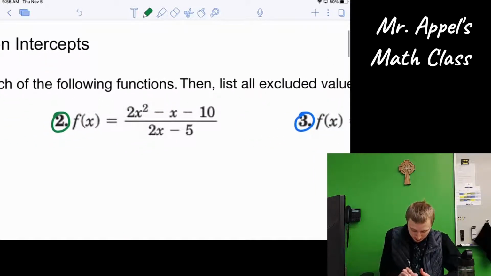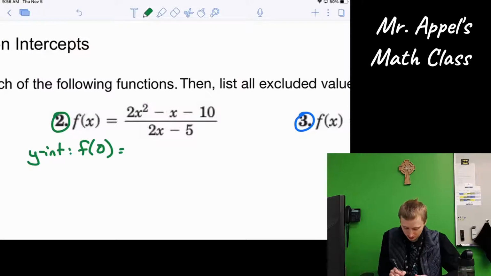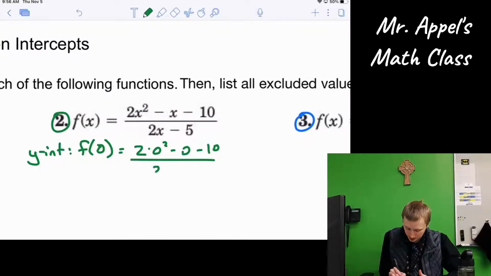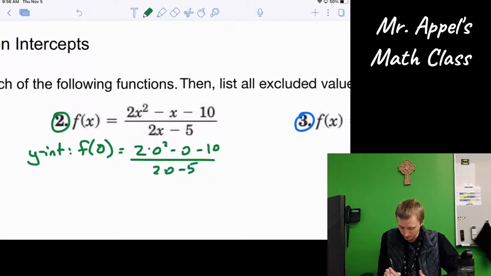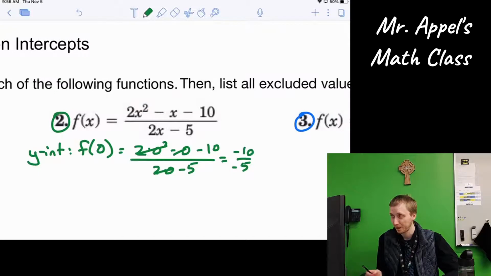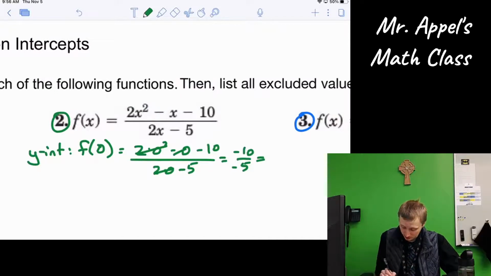I want my y-intercept, so I'm going to find f of 0. So we have 2 times 0 squared minus 0 minus 10 divided by 2 times 0 minus 5. What does that equal to? Well, that's 0, that's 0. We've got negative 10 up top. That's 0, minus 5, negative 5 on the bottom. So 10 divided by 5 is 2.